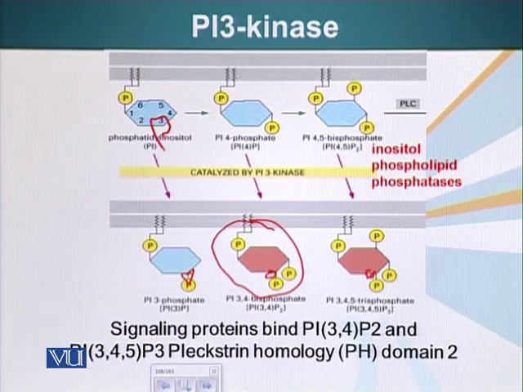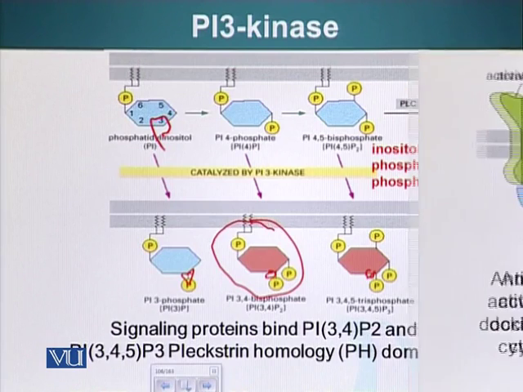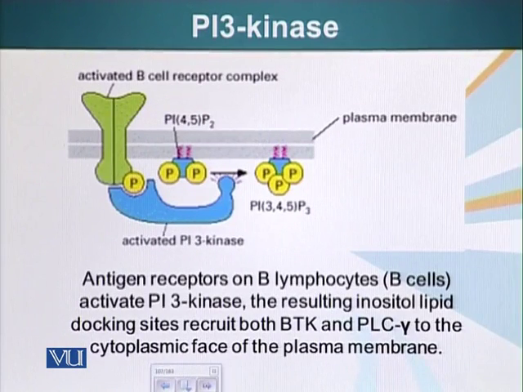Pleckstrin is a protein which is present in platelet cells. Platelets are small fragments of cells in our blood that help us clot the wound when we have an injury. There are two types of PLCs. PLC beta, for example, we saw, is activated by G protein coupled receptors or G protein linked receptors. PLC gamma, on the other hand, is activated by receptor tyrosine kinases. There are about 200 proteins that have pleckstrin homology domains which can bind these molecules and get activated. Let's look at how this enzyme works.